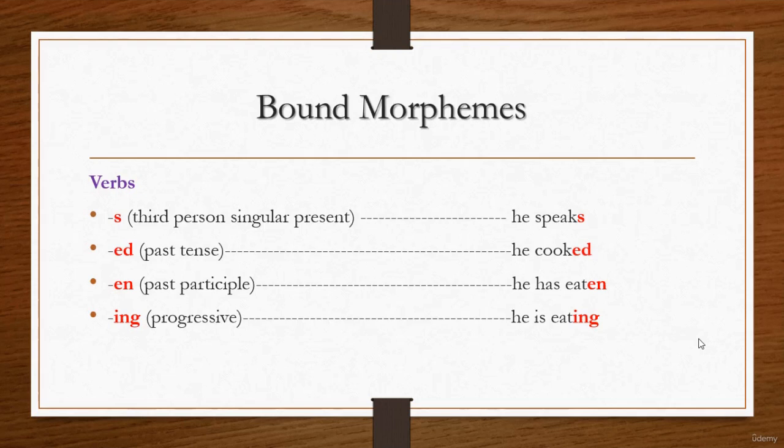-en for past participle, like eaten. -ing for the progressive, like he is eating. So these are all inflectional morphemes, and they are part of bound morphemes. So bound morphemes are of two types: derivational, which derives new words, and inflectional morphemes, which do not derive any word, but only fulfill some grammatical function.